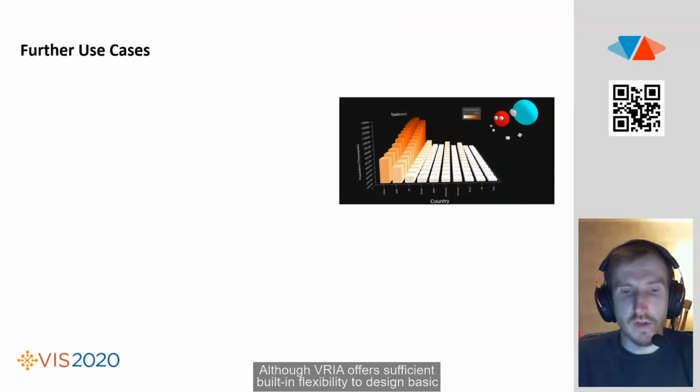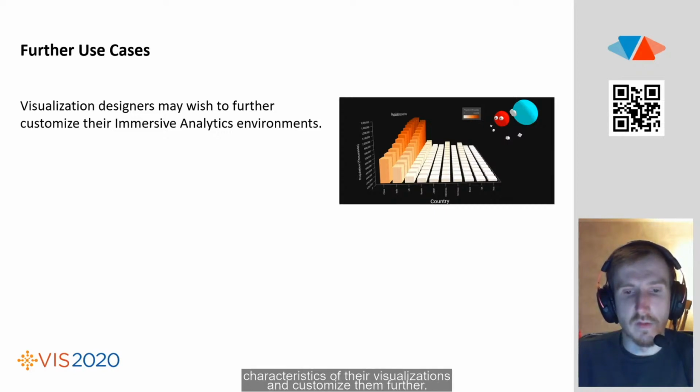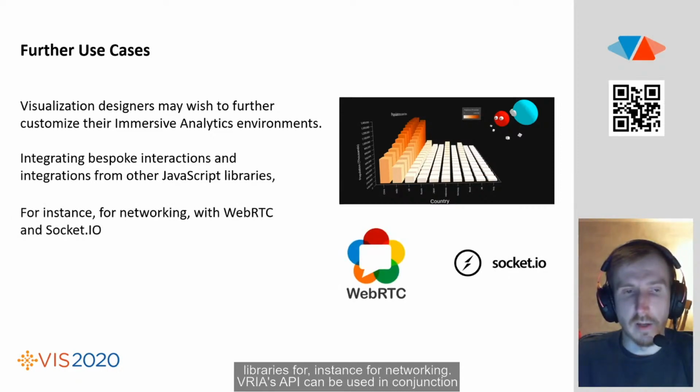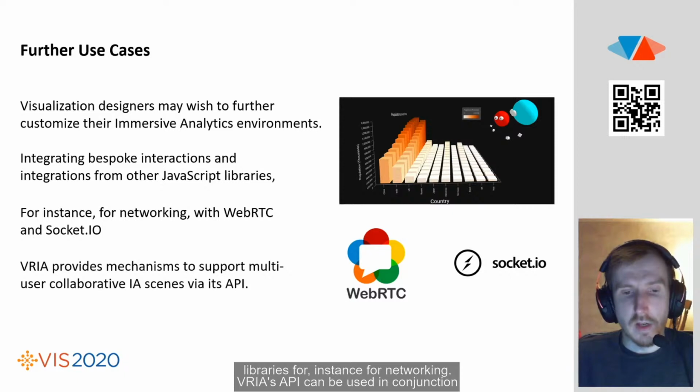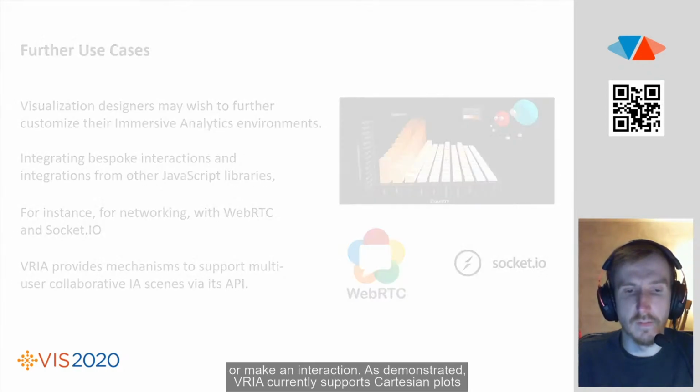Although Vria offers sufficient built-in flexibility to design basic charts for many different applications, designers may wish to alter certain characteristics of their visualizations and customize them further. As well as adding bespoke interactions, applications that use Vria can benefit from integrations from other JavaScript libraries, for instance for networking. Vria's API can be used in conjunction with WebRTC, Socket.io, and many others to provide visualization and avatar synchronization between multiple clients in an immersive scene when any of the connected users move or make an interaction.